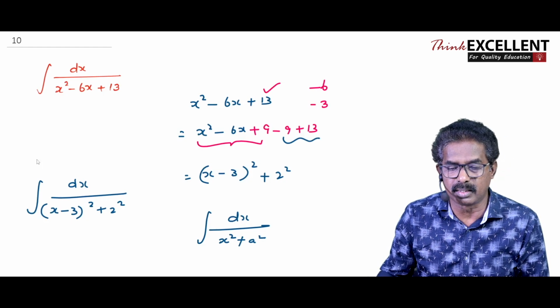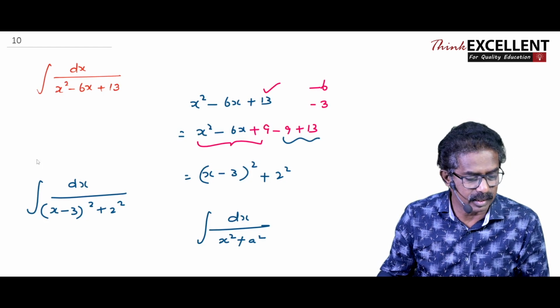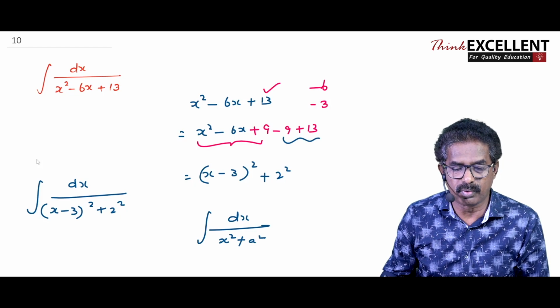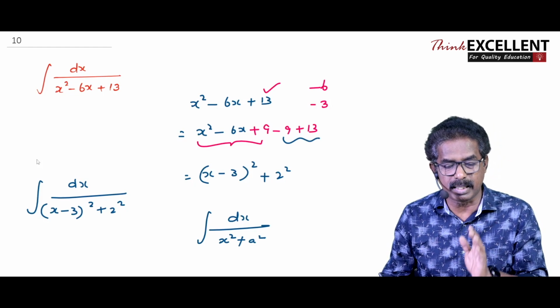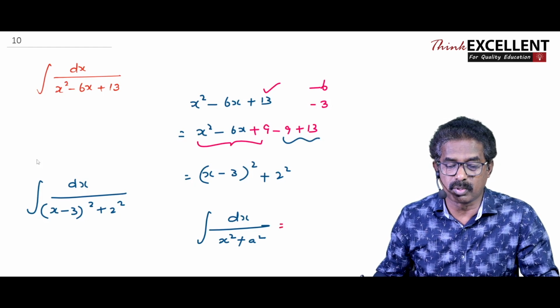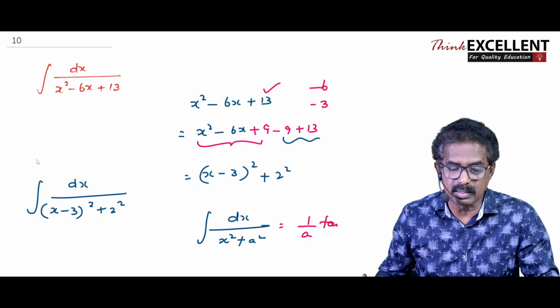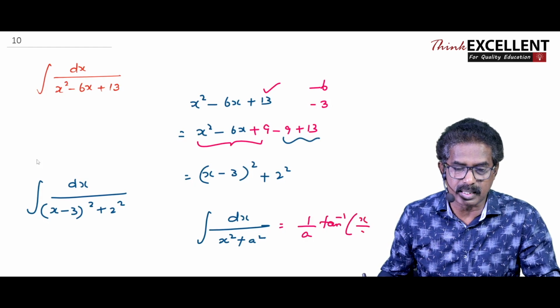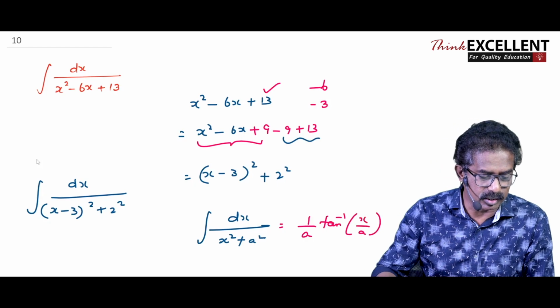Integral dx by 13 minus 9, you are getting plus 4, that is plus 2 square. So integral dx by x square plus a square. What's the formula? Integral dx by x square plus a square is 1 by a tan inverse x by a. So this is your answer.